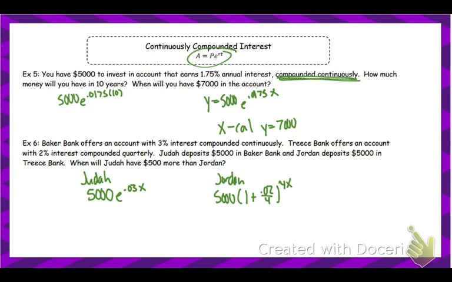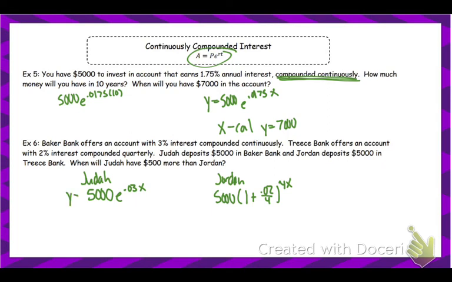So what this question's asking for is when will Judah have $500 more than Jordan? Now we know Judah's going to have more money, okay? He has a bigger interest rate. It's compounding more frequently. He's clearly going to have more money. We want to know specifically when he'll have $500 more. So probably the easiest way to do this is, again, to do this by graphing.